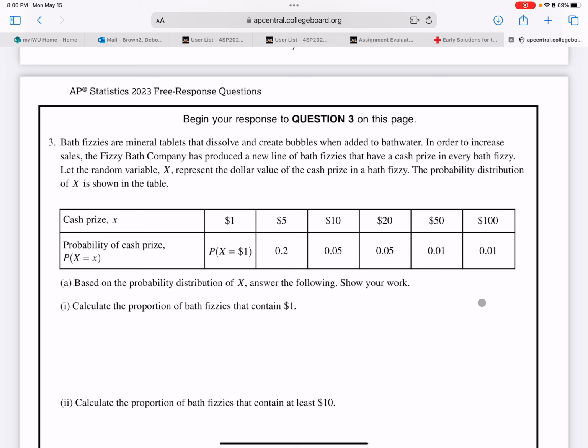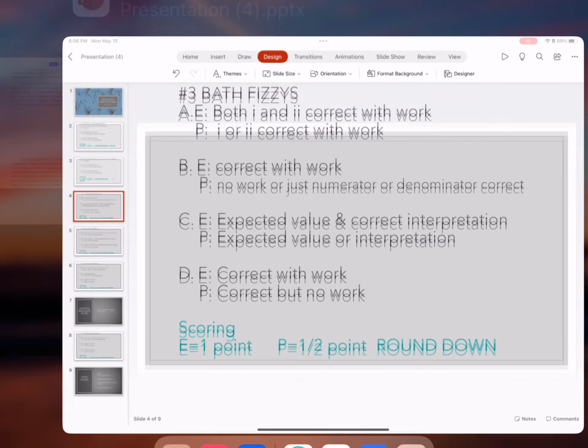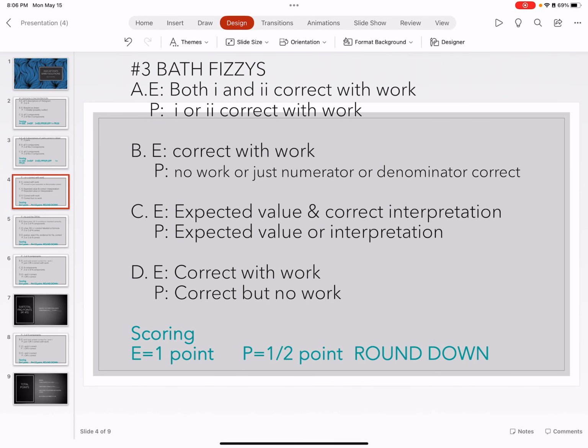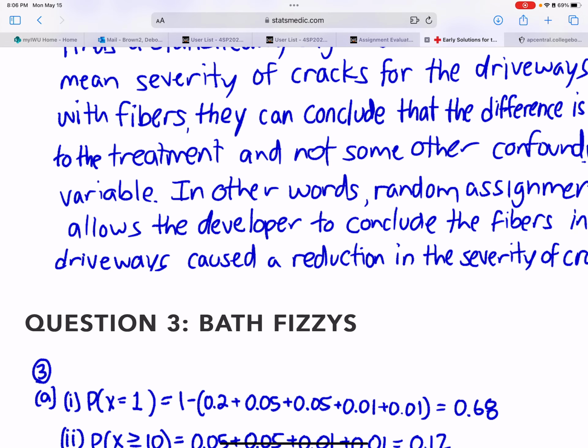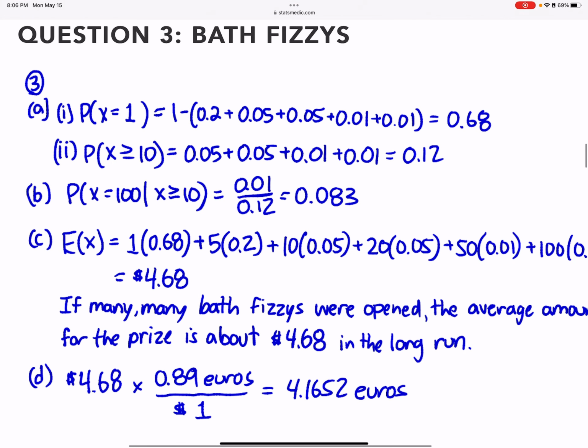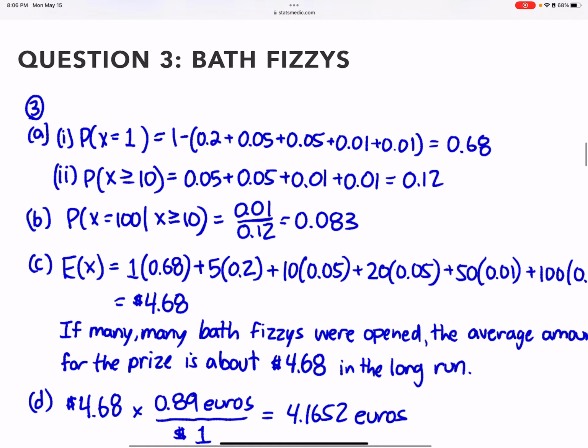And the scoring on this one is actually kind of interesting because if you had it correct with work, you get the E, but you get a P if you have no work or you got the numerator correct or the denominator correct. So let's visit that again to look at what the numerator is and what the denominator is. So if you got the 0.01, which was the 100 on the numerator, you got a P. If you got the 0.12, which is the denominator, you also got a P. Obviously, if you got both of them, that's an E. But if you only got one of those, that's at least a P.